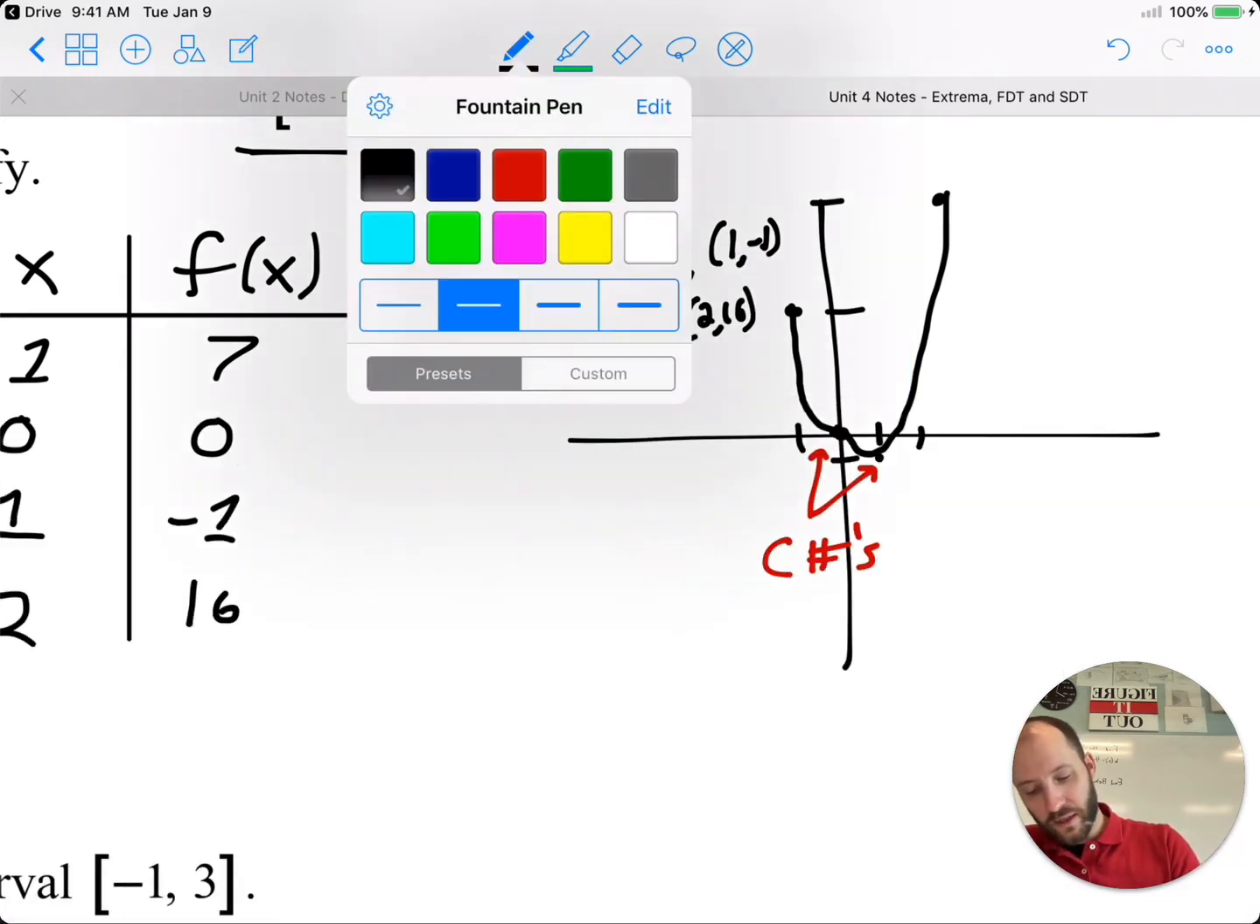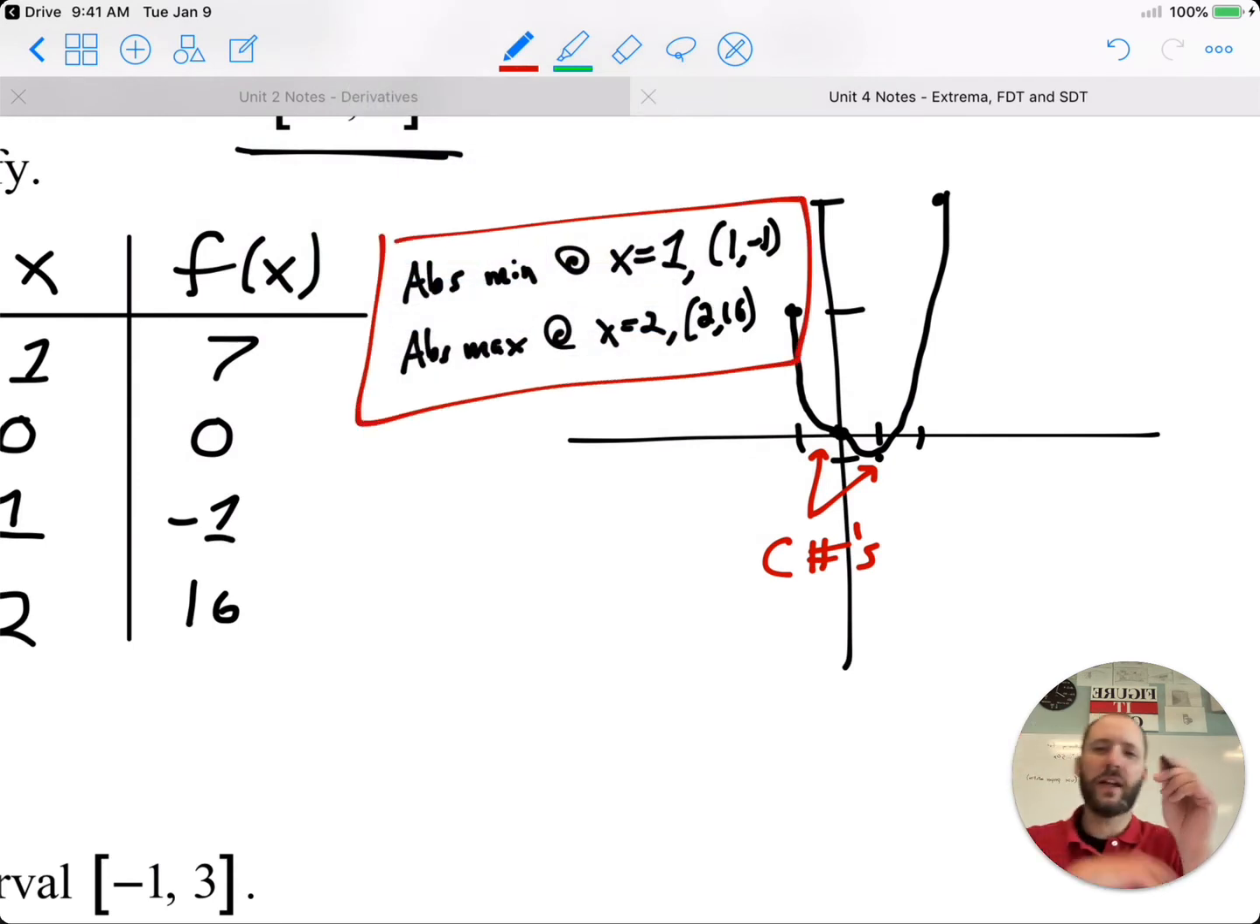So I'm kind of giving every answer I could give. Where does it occur at the x value, and what is the ordered pair? I hope you're in class. So where it occurs, what the ordered pair is. I've left out one thing. If they say what is the absolute minimum or what is the absolute maximum value, you give the y. The absolute minimum value is y equals -1. The absolute maximum value is y equals 16. Okay?